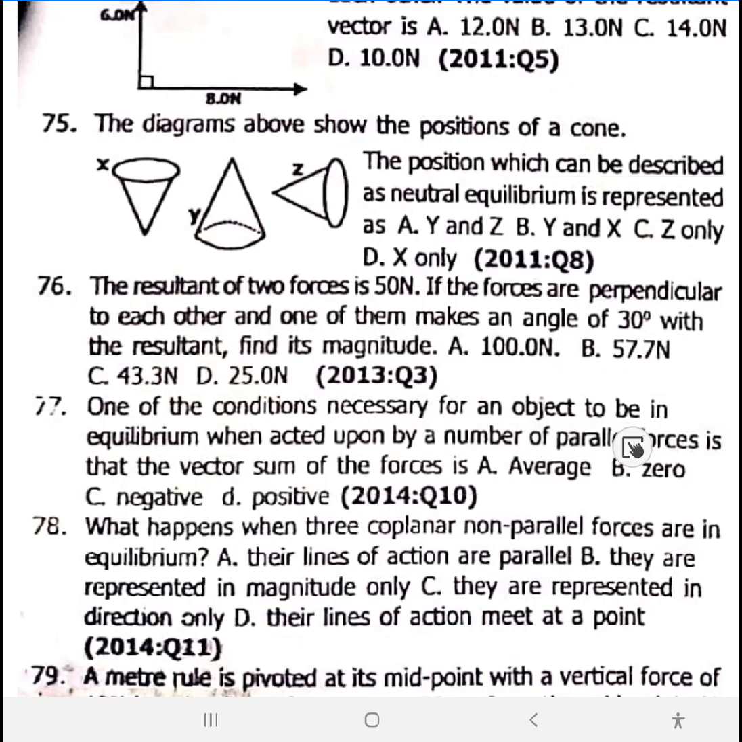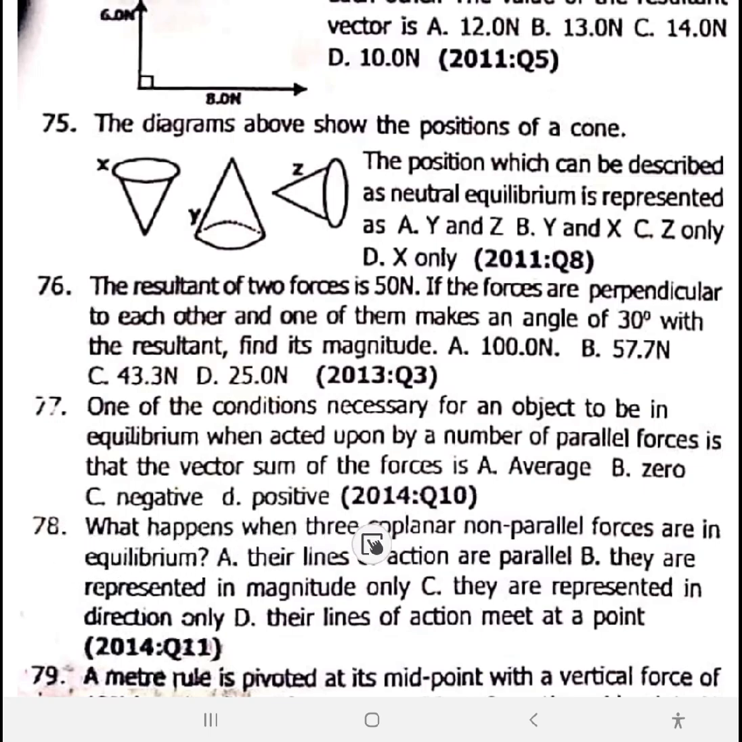One of the conditions necessary for an object to be in equilibrium when acted upon by a number of parallel forces is that the vector sum of the forces is positive? The vector sum of the forces is 0. The vector sum of forces is supposed to be 0 because the clockwise force is supposed to equal and counterbalance the anti-clockwise force. So 77 is option B.